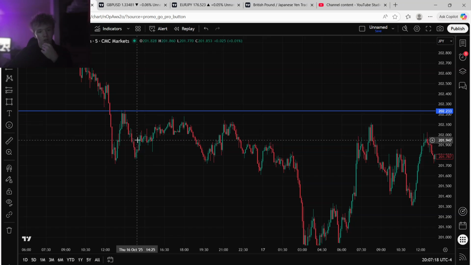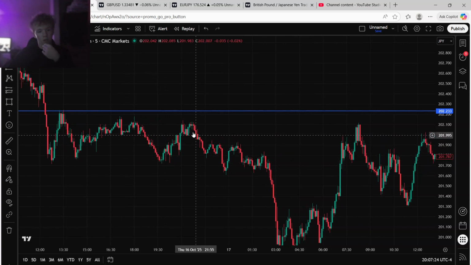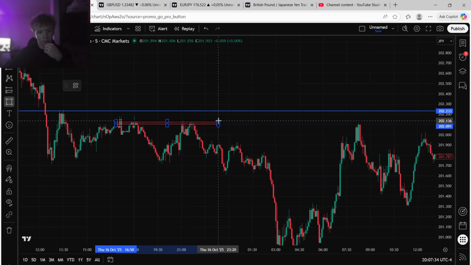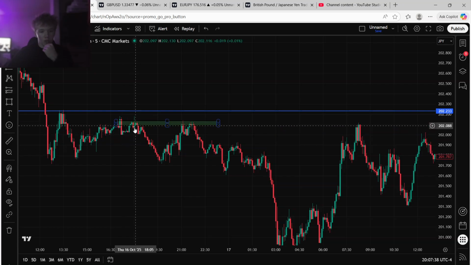So, break of structure? No. But, wait. Right here, we broke structure to the downside. Lower low. And then what do we do? What do we do? Anyone want to answer that question? Retrace. We actually have a cluster here. So you could judge this order block right here as a retrace. You could judge this one here if you really wanted to.